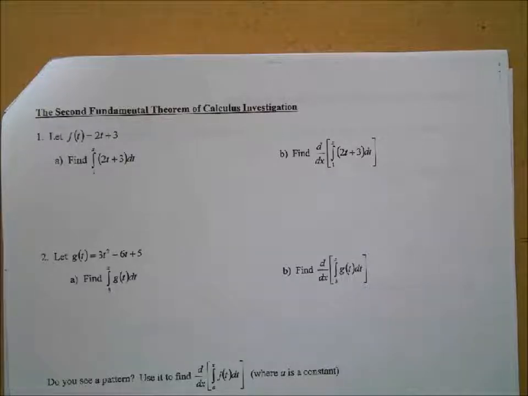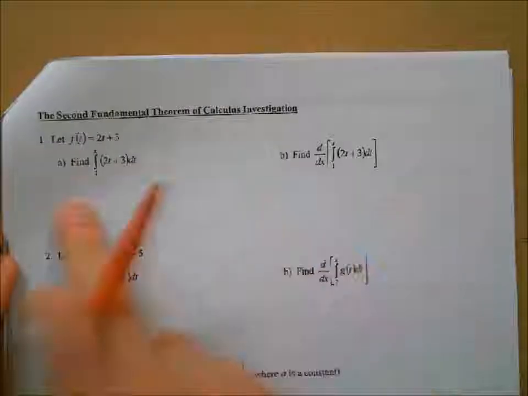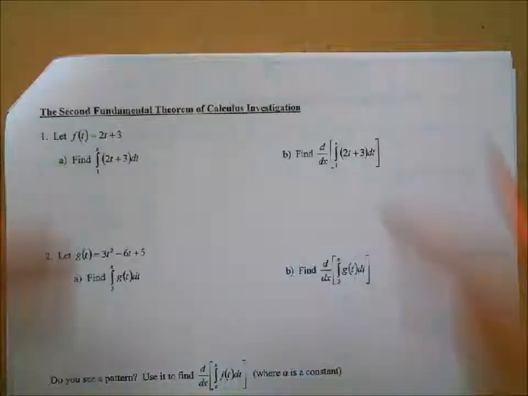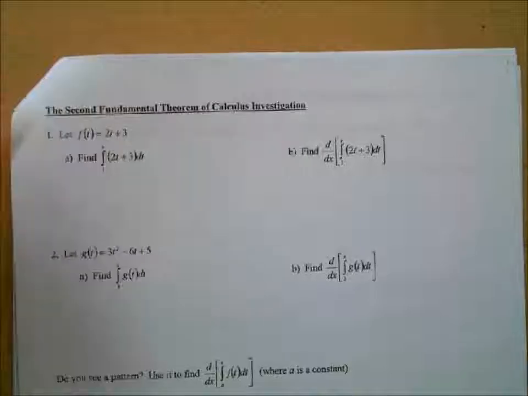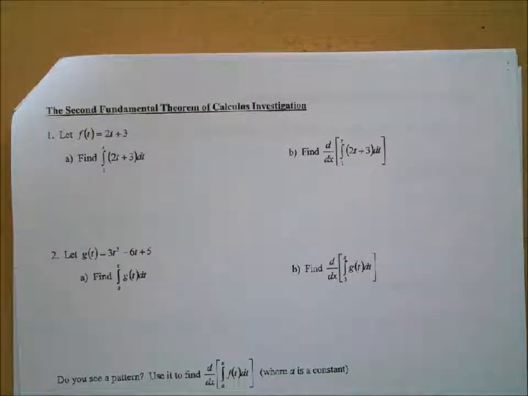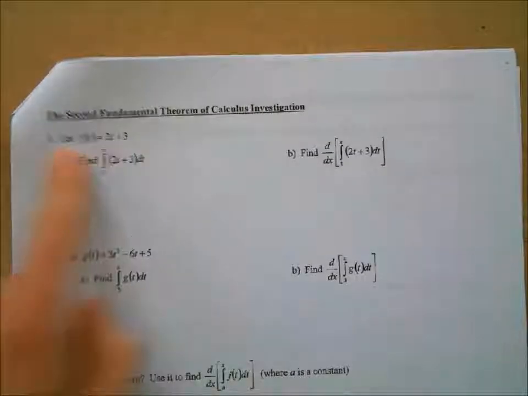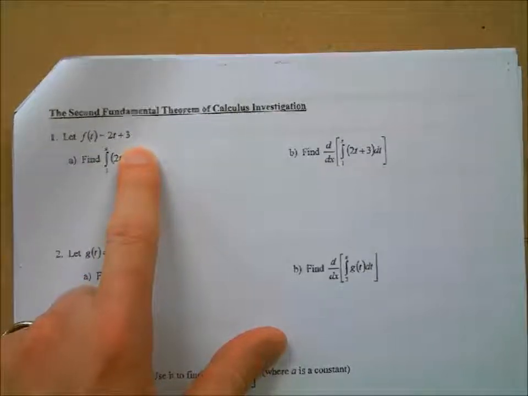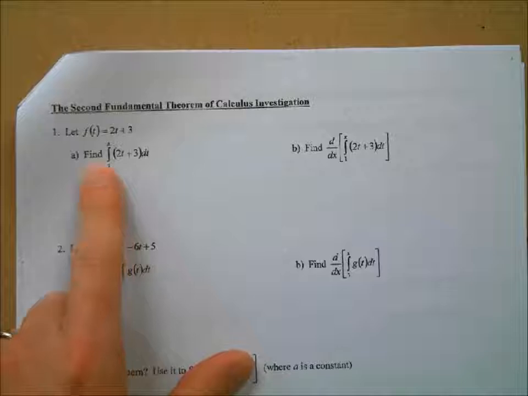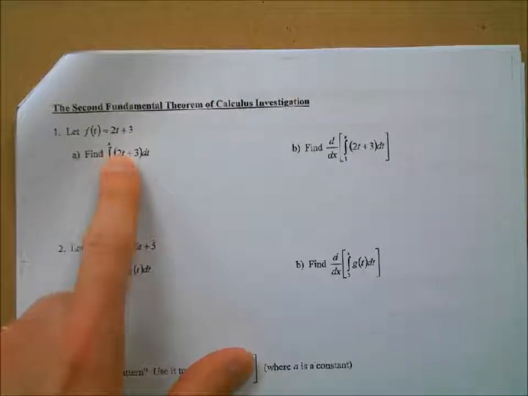So I'm going to lead you through the very first step here, and then I'm going to have you go through the remainder of it on your own, all right? So I'll just get you going, just see what the point is. So we've got, for number one, a function f of t, which is equal to 2t plus 3. And we are asked to find the integral from 1 to x of 2t plus 3 dt.